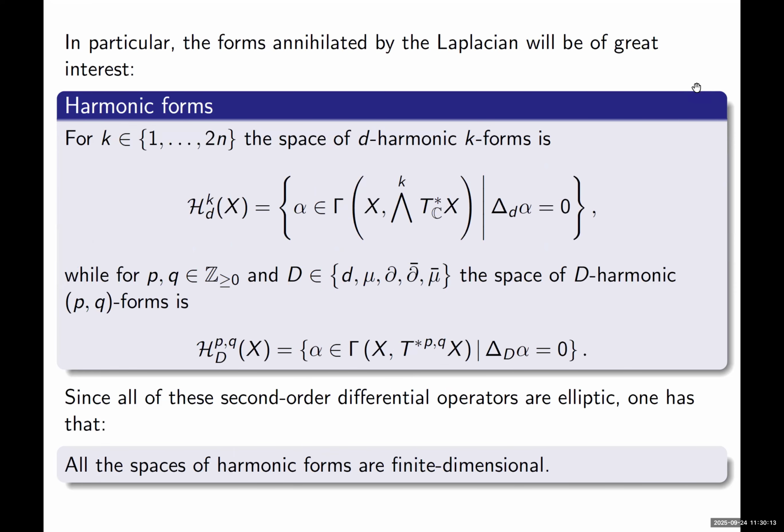So we have harmonic k-forms if we are dealing with the differential d, the exterior differential. Or we can also look at the bidegree decomposition. We can speak of (p,q) harmonic forms. And here, since the Laplacians are elliptic differential operators, the spaces of harmonic forms are finite dimensional, by some general results on elliptic operators.